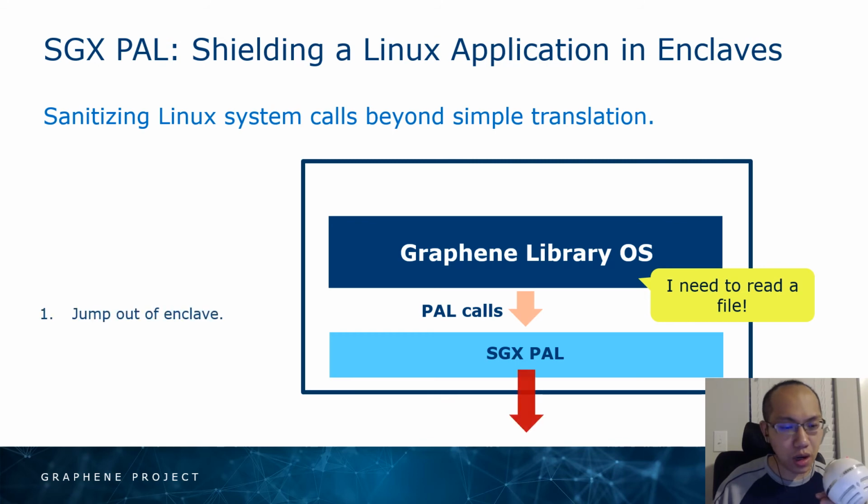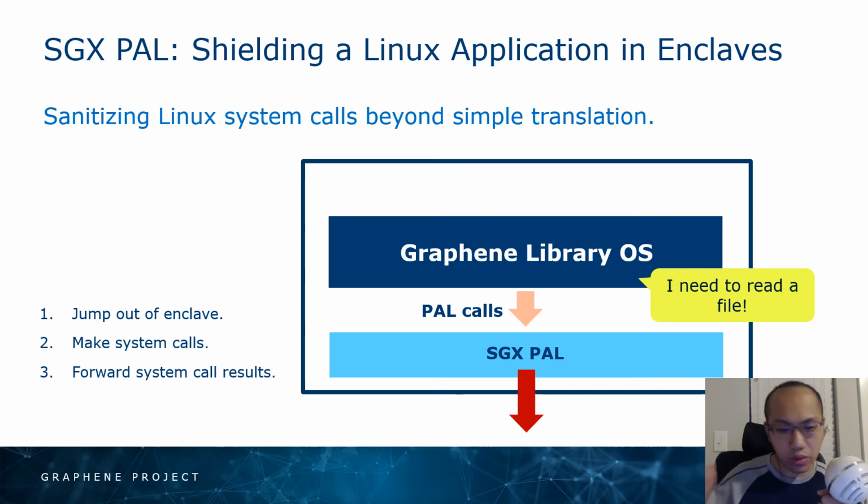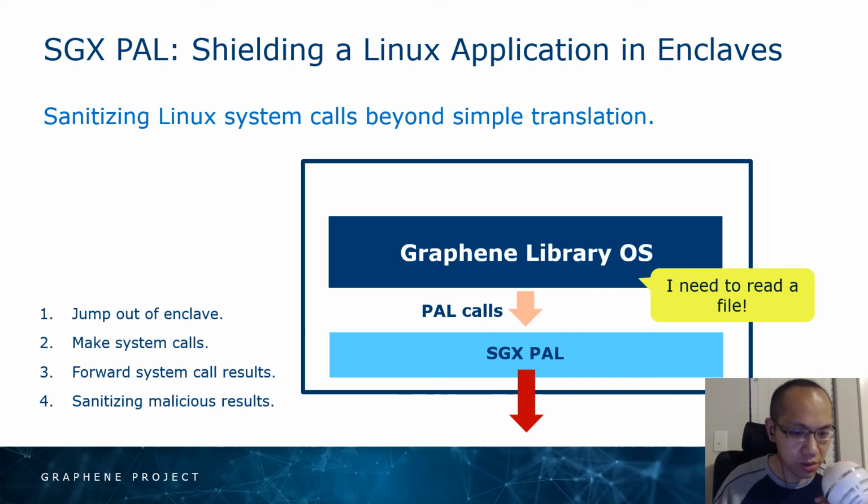Then the SGX PAL has to do a number of things, including jumping out of the enclave and actually making system calls to the untrusted host operating system. Once it receives the system call result, it forwards it back to the Graphene library OS. And before returning the system call result, it has to sanitize any results that are potentially malicious. This ensures that even if the untrusted operating system is acting maliciously and returns malicious system call results, it will not affect or corrupt the behavior of the Graphene library OS and the applications.